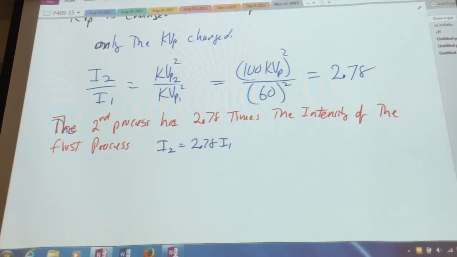Yeah. So what are the units of 2.78? There aren't any. Because they canceled out, right? They canceled out. Yes, thank you for asking. As long as you have the two voltages in the same units, you don't have to worry about the units.